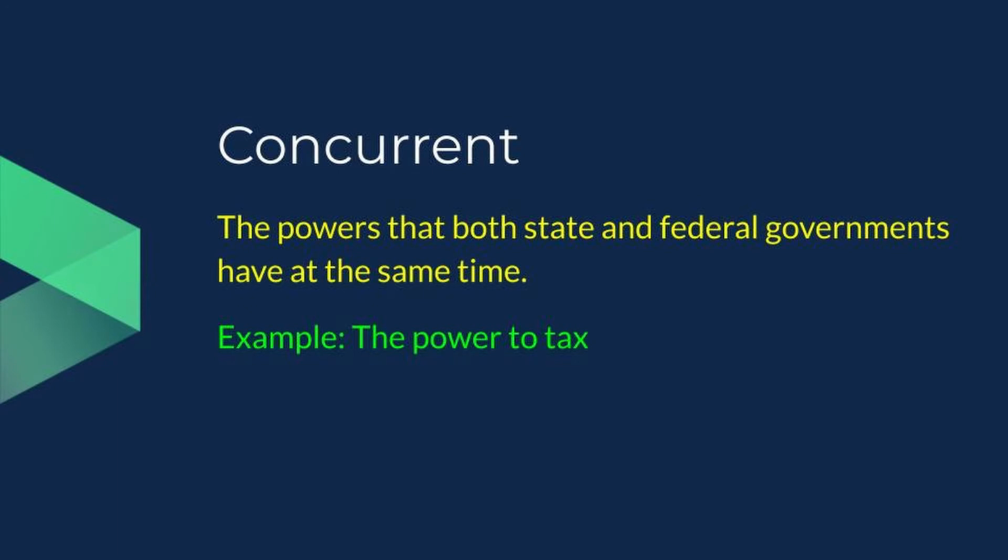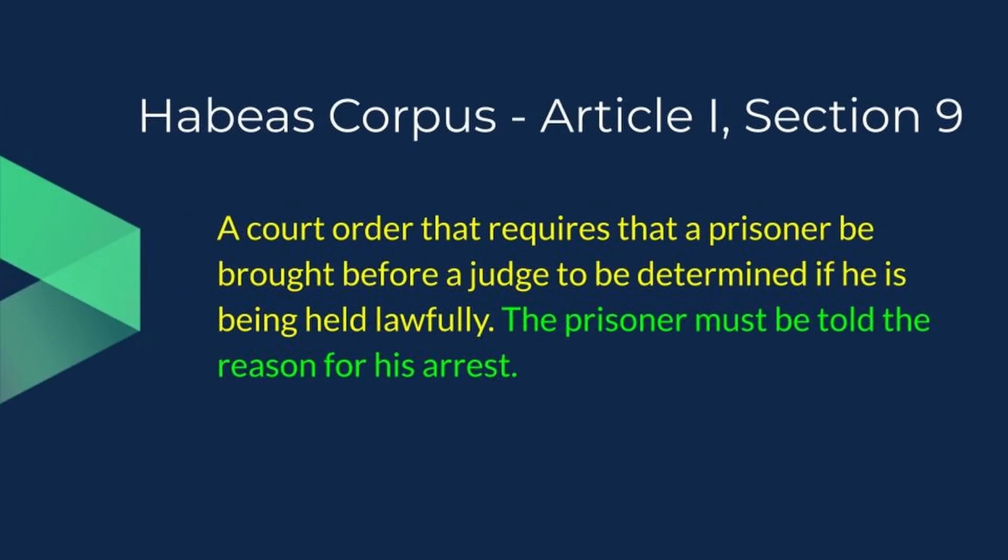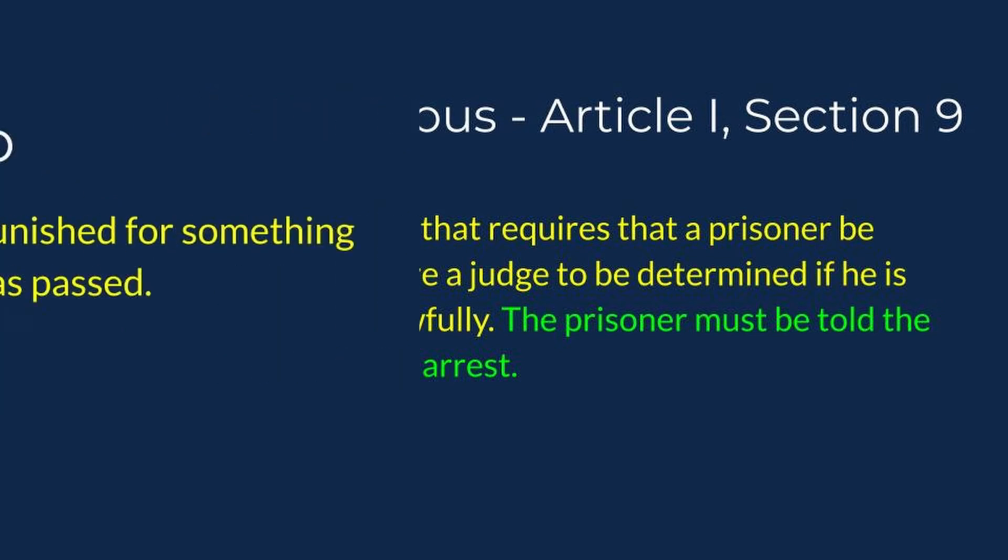Concurrent. The power that both state and federal governments have at the same time. Example, the power to tax. Habeas corpus, Article 1, Section 9. A court order that requires that a prisoner be brought before a judge to be determined if he is being held lawfully. The prisoner must be told the reason for his arrest.